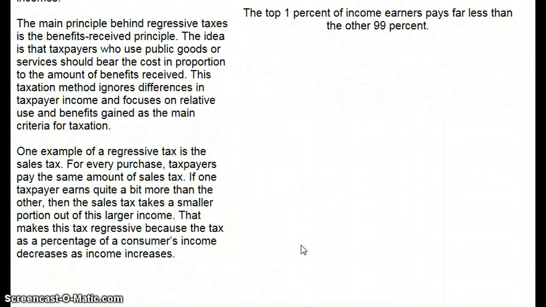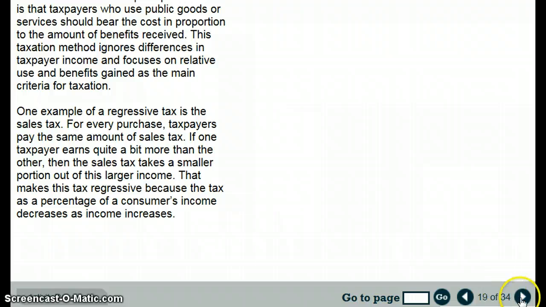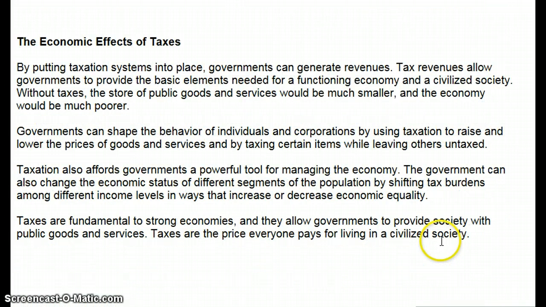One example of a regressive tax is the sales tax. For every purchase, taxpayers pay the same amount of sales tax. If one taxpayer earns quite a bit more than the other, then the sales tax takes a smaller portion out of this larger income. That makes this tax regressive because the tax as a percentage of the consumer's income decreases as income increases.